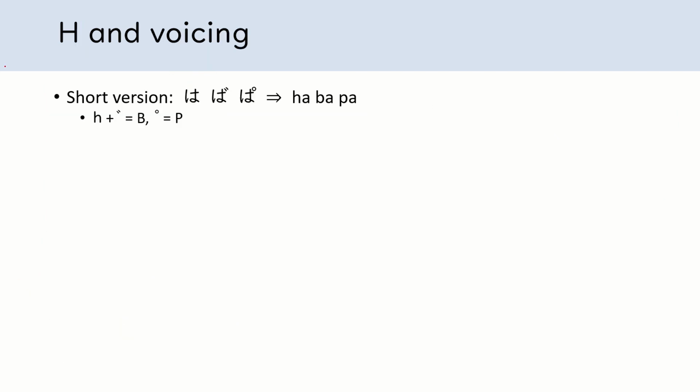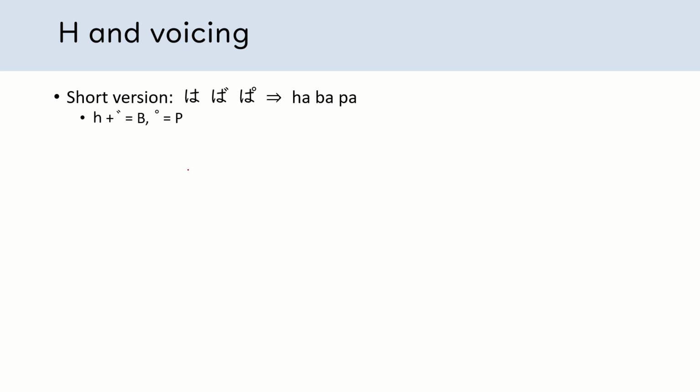What about H? So H and voicing. The short version is just to sort of memorize it. If we have ha, hi, fu, he, ho, then if we add ten, we say ba, bi, bu, be, bo. And if we add maru, we say pa, pi, pu, pe, po. So H plus ten is a B, and H plus maru is a P. So ha, hi, fu, he, ho, ba, bi, bu, be, bo, pa, pi, pu, pe, po. And if you just want to remember it that way, then that's totally fine. Go for it. You don't need to know anything else, and you can skip the next minute of this video.